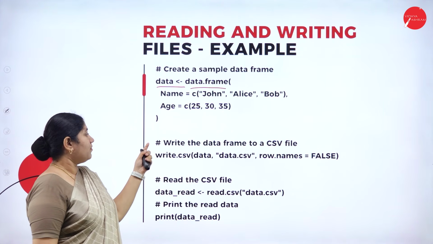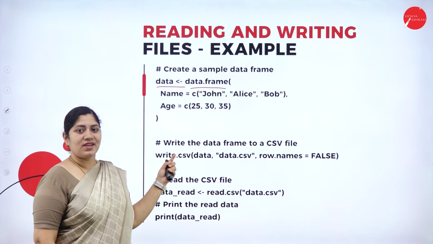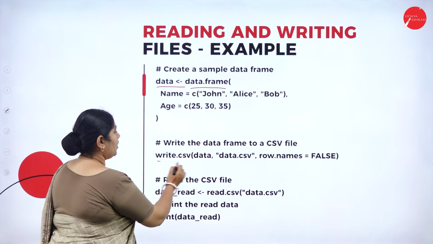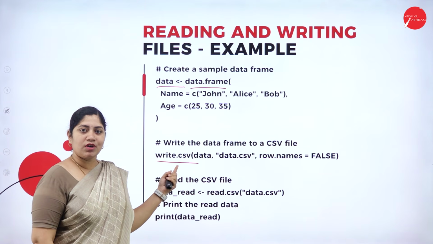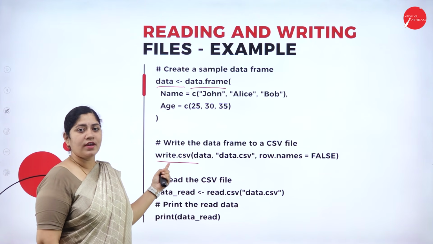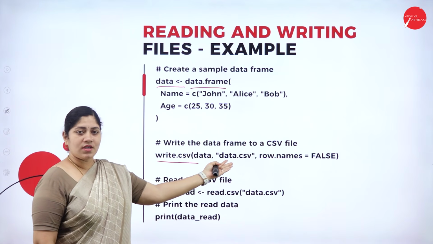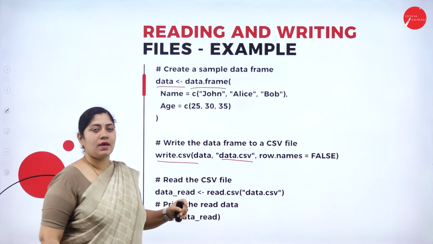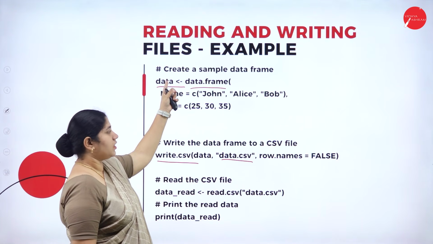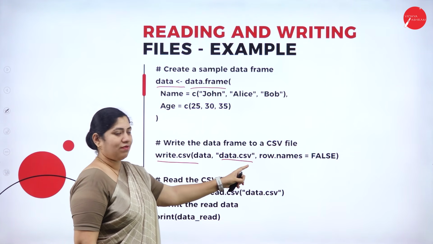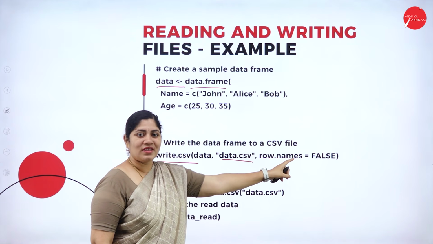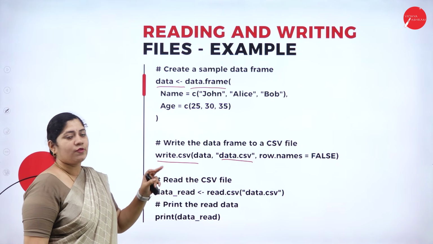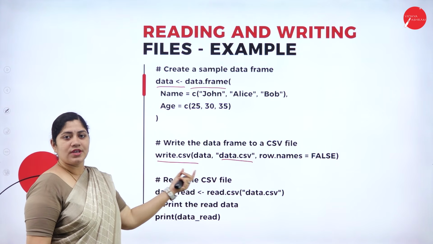Up next, we have to write. Let's consider that I want to write that data to a CSV file, then I can use the direct keyword which is available, which is nothing but write.csv. We can see here the syntax or example, where we are writing this data to a CSV file with a name, and row.names as FALSE. So it says it should not include row names. Up next, read the CSV file.